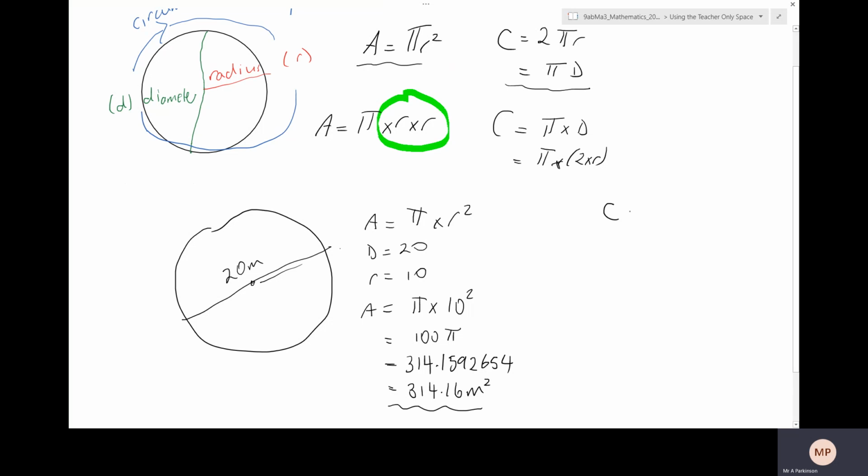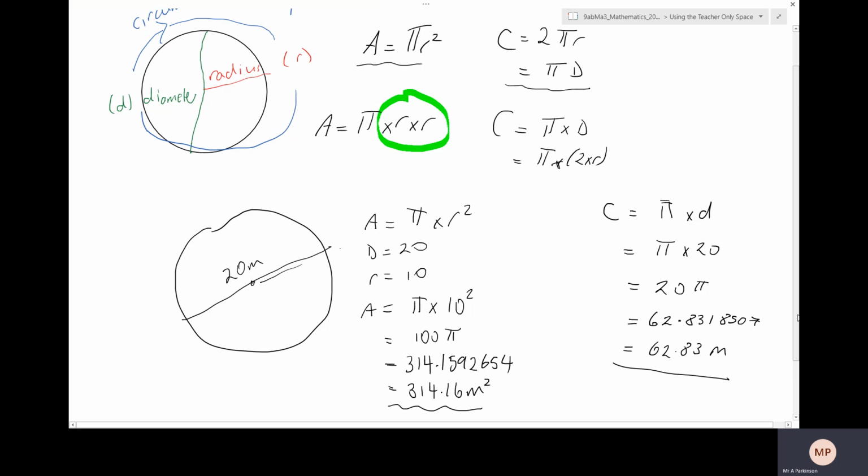If you're working out circumference, you've got pi times diameter. So in this case, it's pi times 20. No extra calculations needed. Literally type that in the calculator. If you're leaving it in terms of pi, it's 20 pi. If you're not leaving it in terms of pi, type it in the calculator and you get the answer 62.8318507, which is 62.83 meters. Now that's if you've been given diameter.